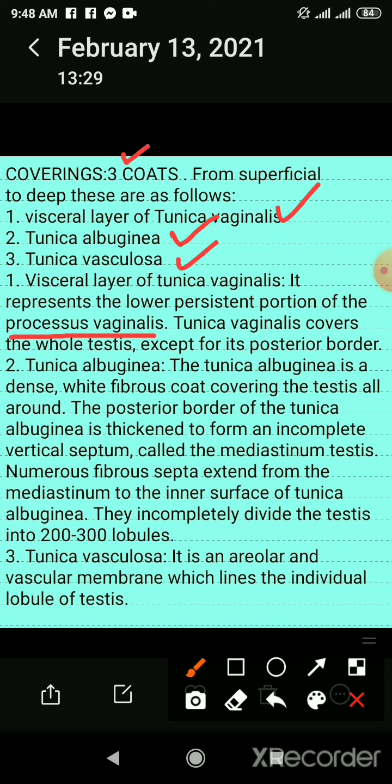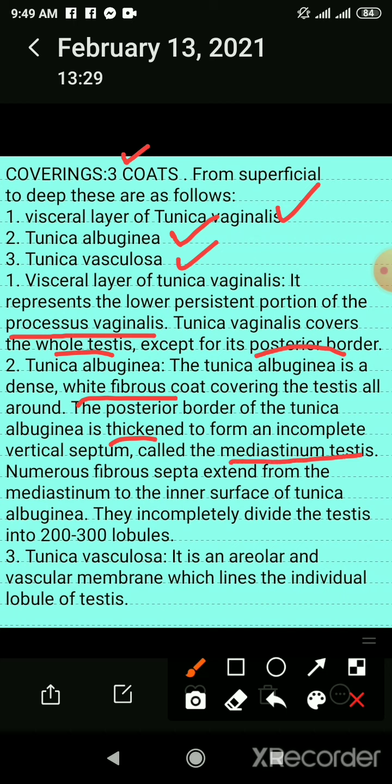This visceral layer of the tunica vaginalis covers the whole testis except in the posterior border, because in the posterior border there is attachment of the epididymis. Now come to the tunica albuginea. The tunica albuginea is a dense white fibrous coat which covers the testis all around, and posteriorly this tunica albuginea is thickened and forms an incomplete vertical septum which is known as the mediastinum testis.